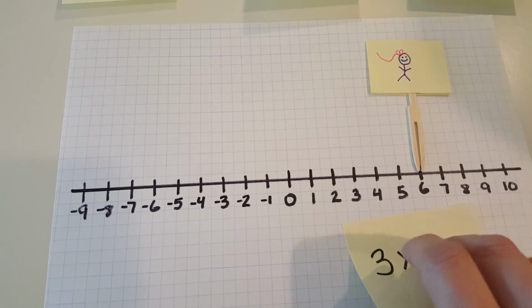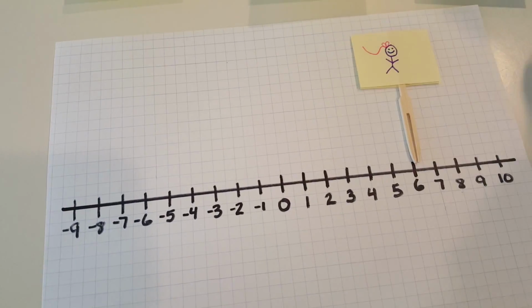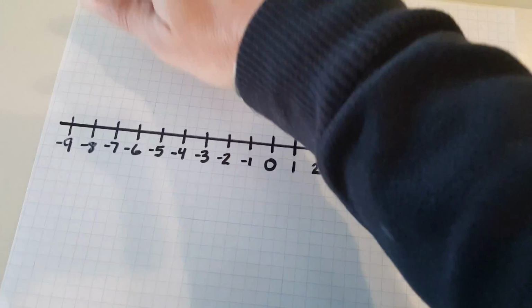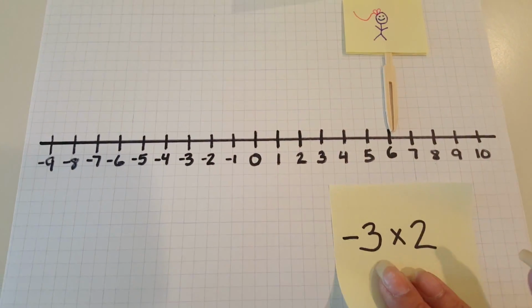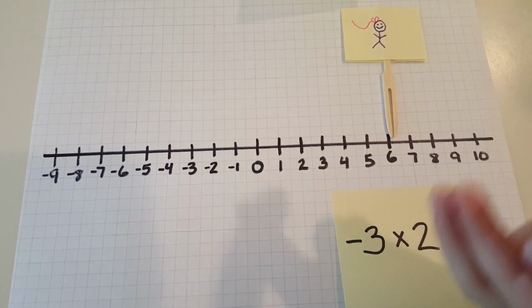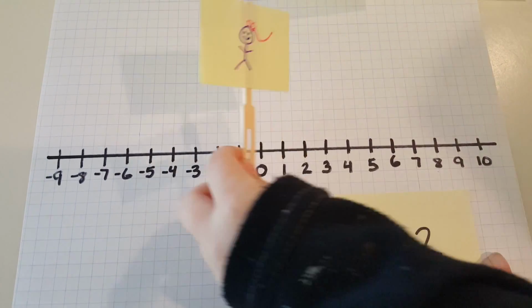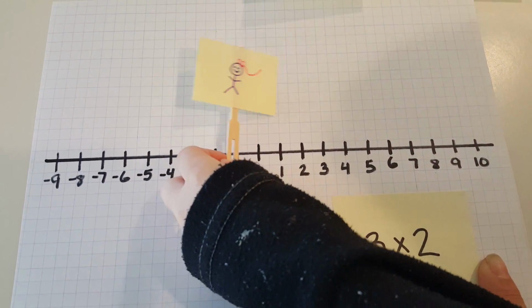And my kids say, gee, Miss G, that's great and all. But what happens when we start to multiply with integers? What happens when you start to throw negative numbers our way? So let's look at a problem like -3 times 2.